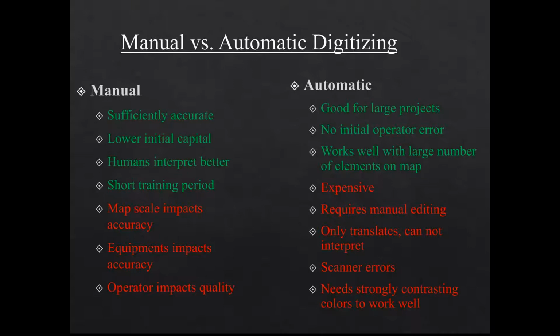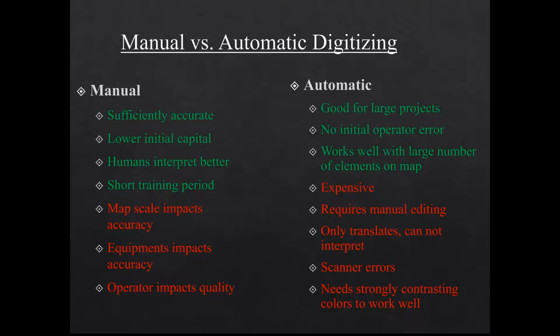Now let's focus on automatic digitizing. Automatic digitizing is good for large projects that would take a large amount of staff and time to complete. There's no initial operator error, but the results will require manual editing, as we just saw. Automatic digitizing can work well with a large number of elements on a map, so long as those elements are easily distinguishable by the computer.